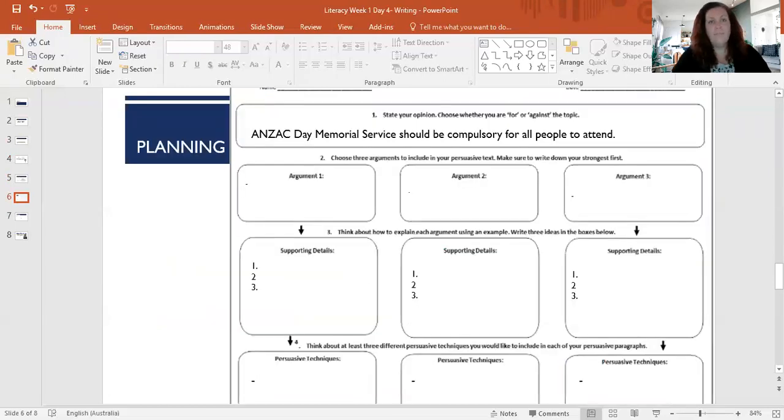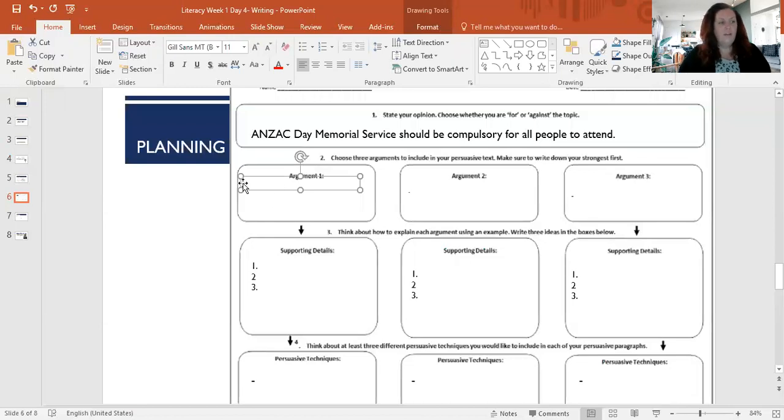So then we have our topic for today: should Anzac Day Memorial Service be compulsory for all people to attend? My opinion, I believe that Anzac Day Memorial Service should be compulsory for all people to attend. So that's what I believe, so that's what I'm going to put in my opening statement. So now I'm going to go into the arguments.